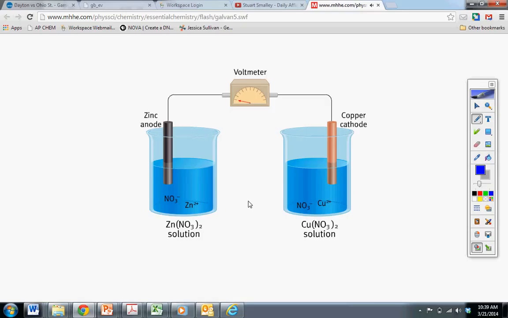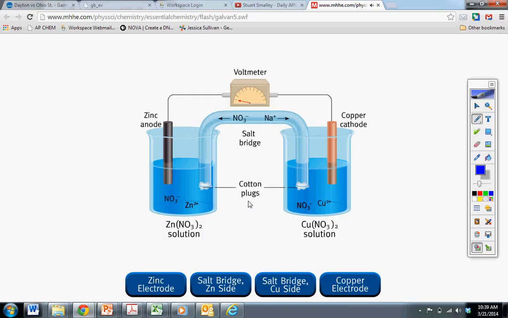In this cell, zinc metal will be oxidized and copper 2 plus ions will be reduced. To complete the electric circuit, the solutions must be connected by a conducting medium through which the cations and anions can move. This requirement is satisfied by a salt bridge, which in its simplest form is an inverted U-tube containing an inert electrolyte, such as sodium nitrate or potassium chloride, whose ions will not react with other ions in solution or with the electrodes.